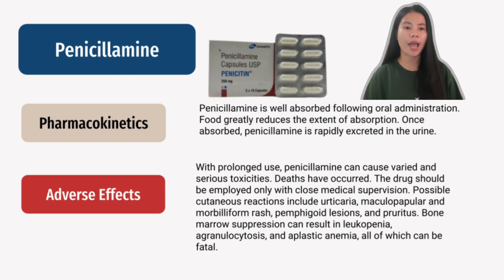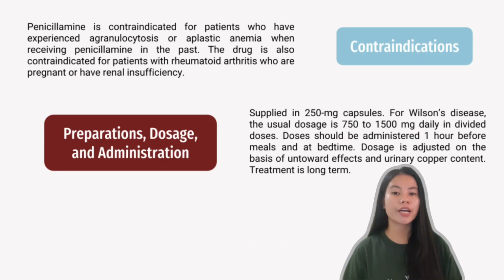Then possible cutaneous reactions include urticaria, maculopapular and morbilliform rash, pemphigoid lesions, and pruritus. Bone marrow suppression can result in leukopenia, agranulocytosis, and aplastic anemia, all of which can be fatal. Then contraindications. So penicillamine is contraindicated for patients who have experienced agranulocytosis or aplastic anemia when receiving penicillamine in the past. So the drug is also contraindicated for patients with rheumatoid arthritis who are pregnant or have renal insufficiency.